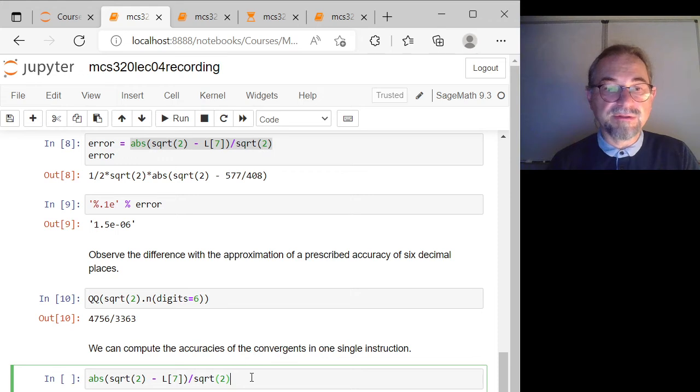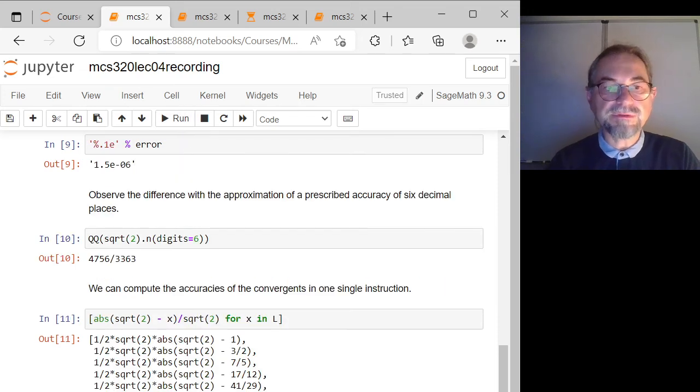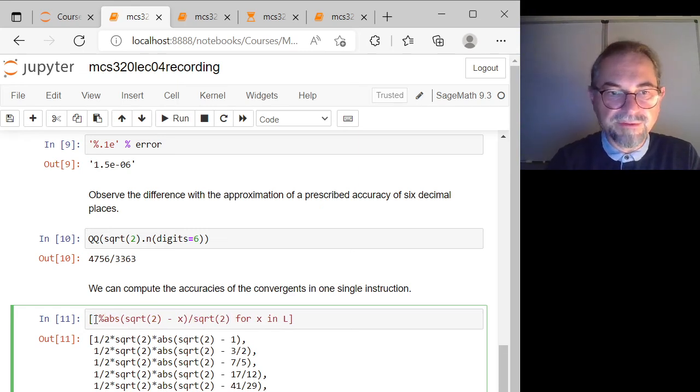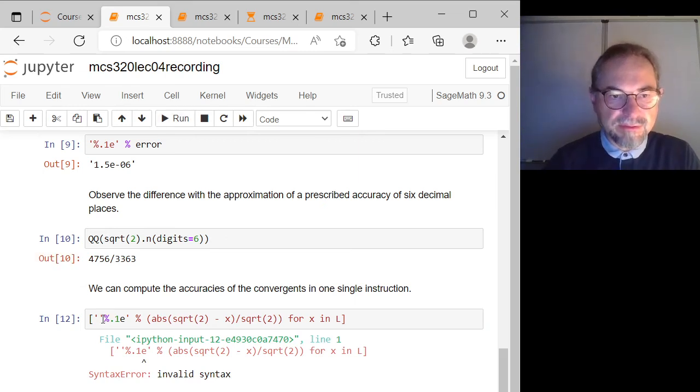So here I have it for the 7th one. I replace the 7th by k, or actually I can do better. I can replace this by for x in L. So let me see if that is going to run. So here you have it, but that's not so useful yet, though it shows the formula. What I want is the scientific notation. So I want the expansion, and there is a typo.